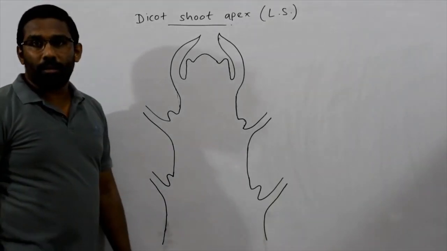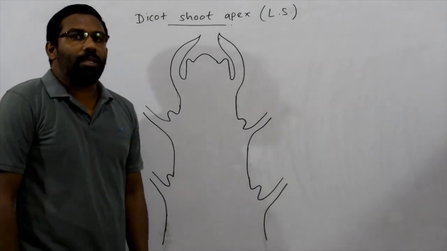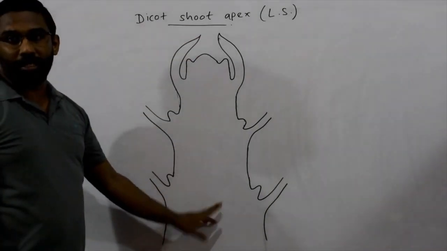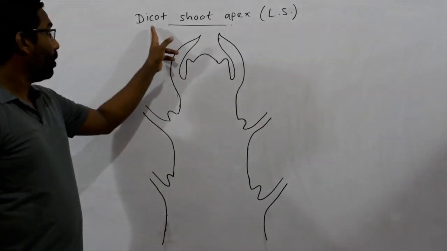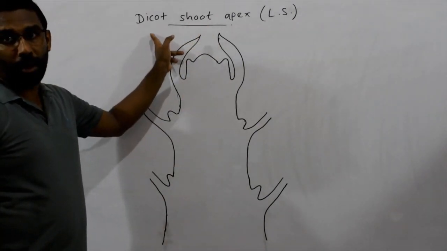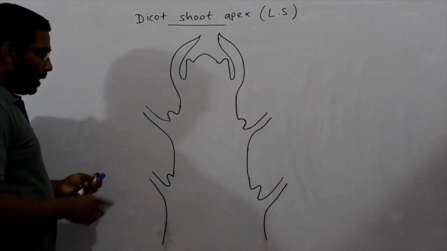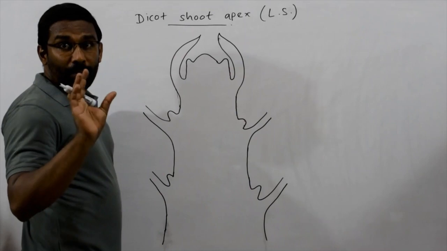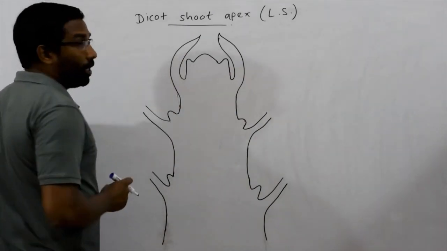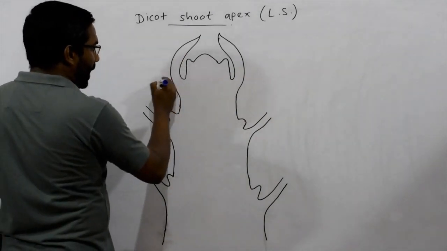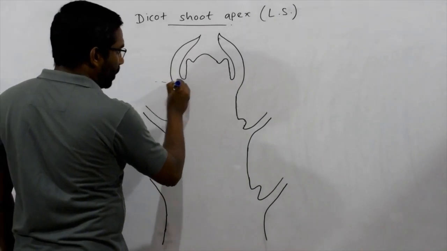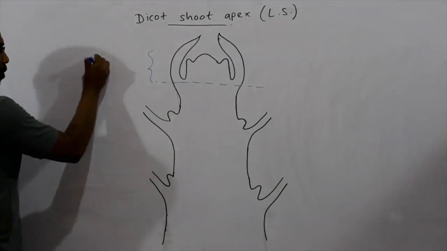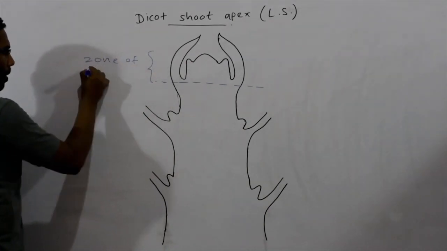Okay, now we will discuss the maturation process, or what happens in the dicot shoot apex. Imagine this is a longitudinal section of the shoot apex of a dicotyledonous plant. Then here, as we discussed in the root, there are three overlapping zones found at the shoot apex. At the tip you can observe the zone of division. So imagine this is the zone of division.